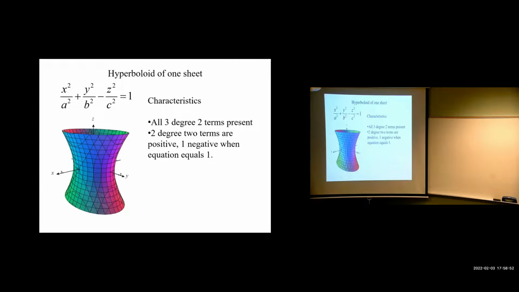So all 3 degree 2 terms are present. Again, this is not stuff I want you to memorize. Anytime you're looking at this stuff, you can absolutely use the notes for it. So again, this is how we use the traces to help us break down a 3D object to 2D, which is much more manageable visually.